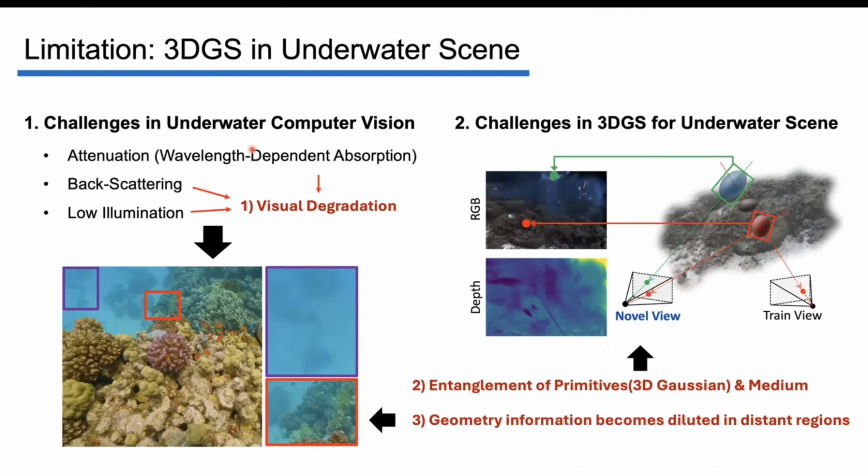Fundamentally, underwater images suffer from limited visual information due to attenuation, backscattering, and low illumination, which make it difficult to represent distant objects. In addition, if geometric consistency is not considered, some distant 3D primitives may fail to represent the real object and instead capture the water itself in the training views. As a result, these primitives can appear as artifacts in novel views.